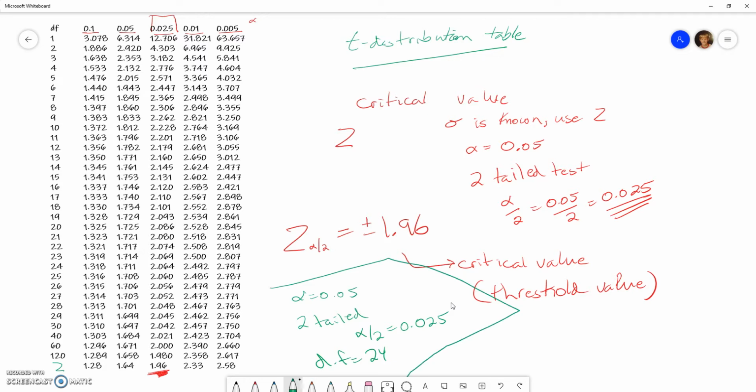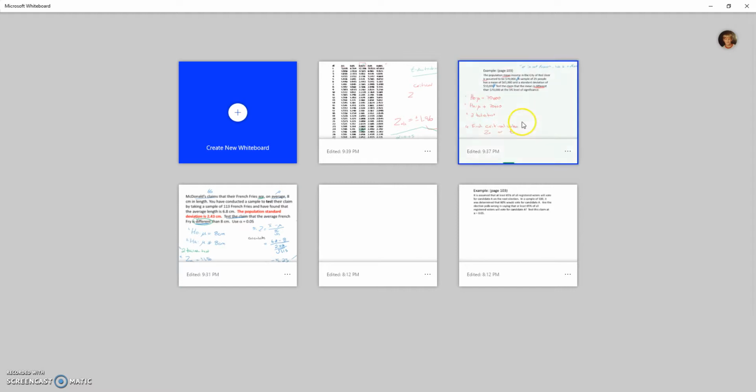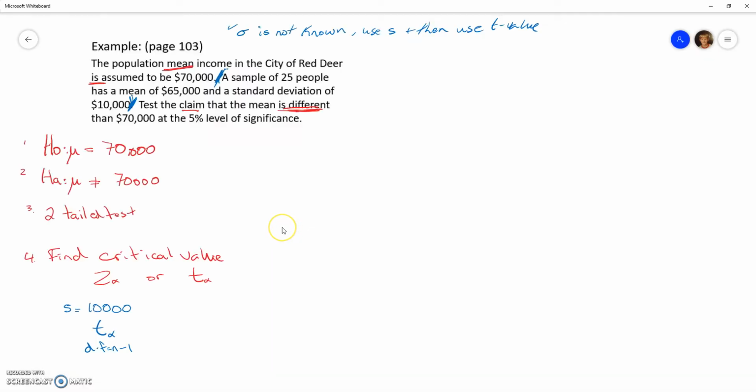So we're looking at this column again, and we're looking at 24 degrees of freedom, which gives us this value right here, 2.064. 2.064 is the value we find for our critical value. So t alpha, even though we divided by 2, we'll just use t alpha as the notation for our critical value. It's going to be plus and minus.